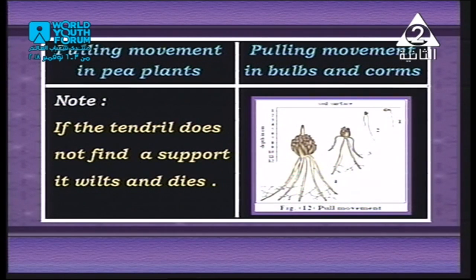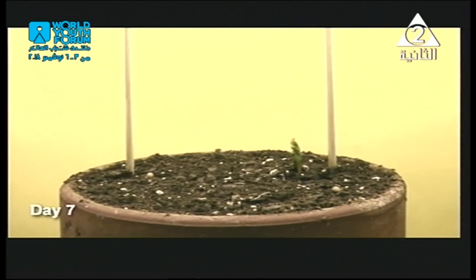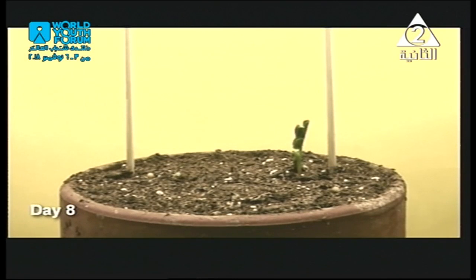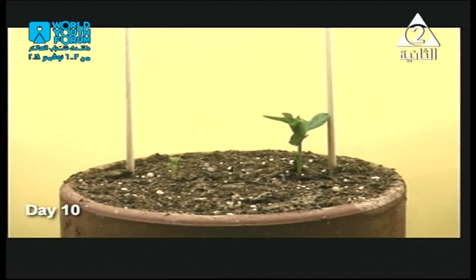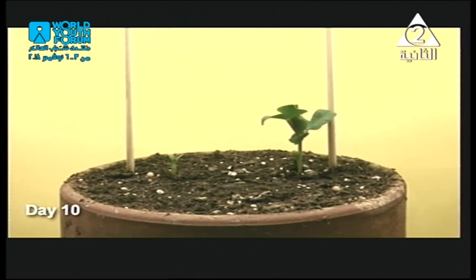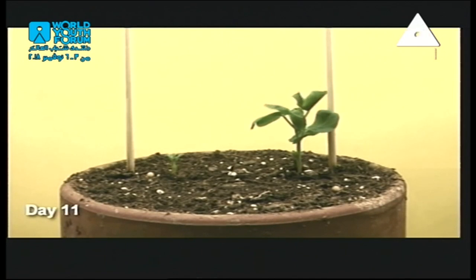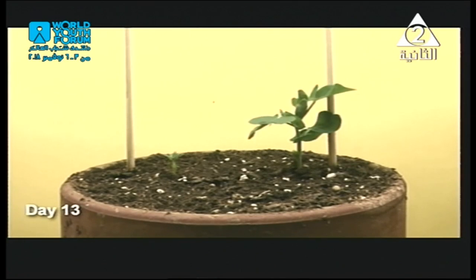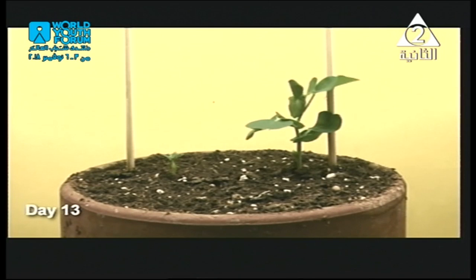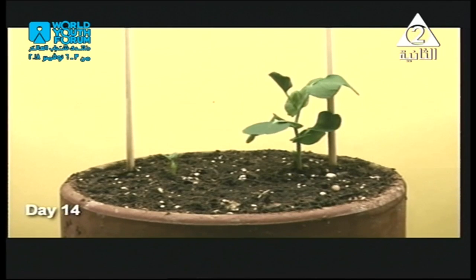We also have a video here to show the tendril. This is the mechanism of the tendril of the pea plant. The plant grows, and it's a very weak plant, so it needs a kind of support. Which is what? Tendril. Did you observe it? It's very thin, searching for the support. Searching for what? Support or a solid object.